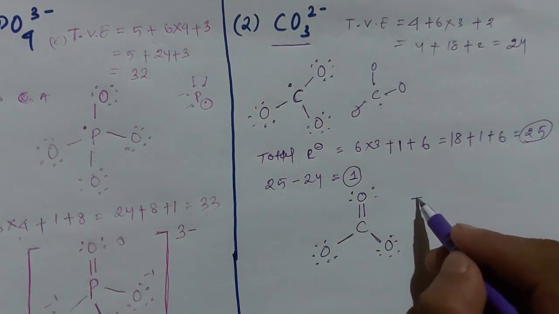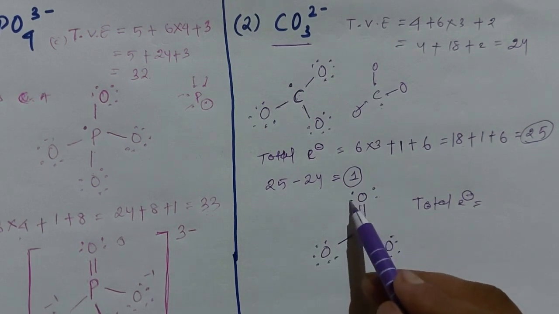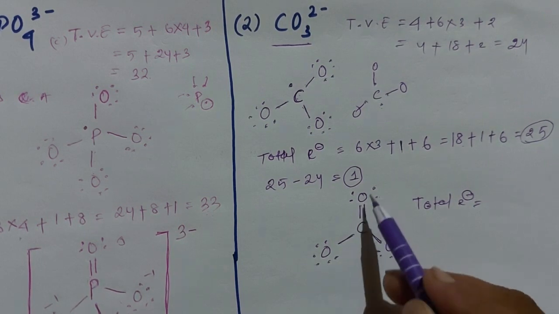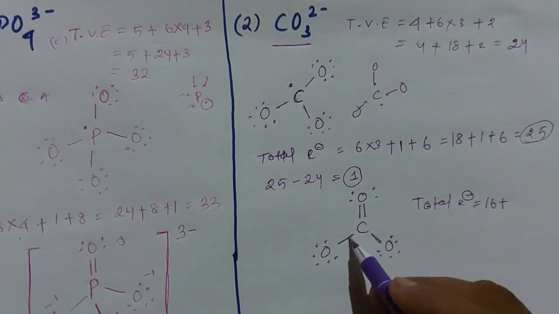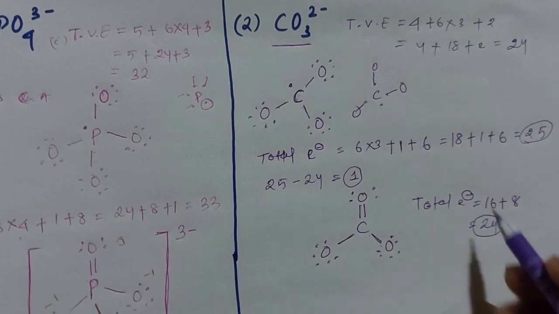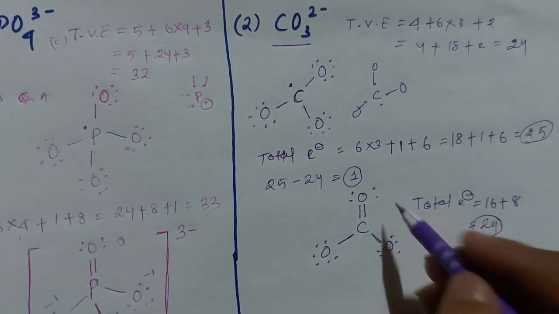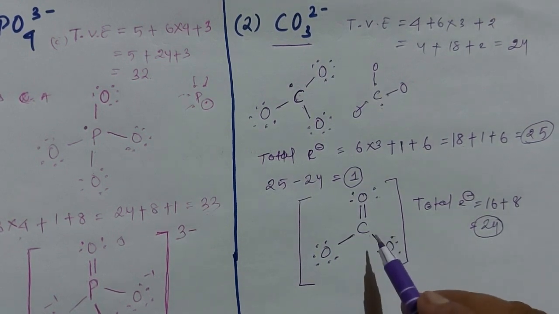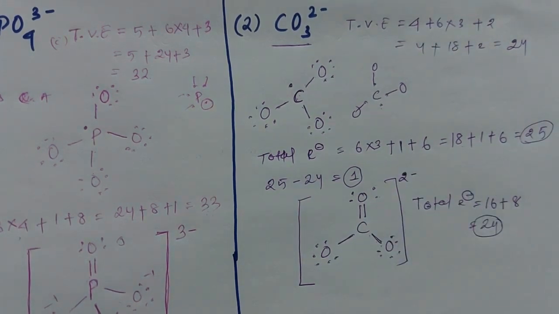Now you calculate the total electrons, that is equal to 1, 2, 3, 4, 5, 6, 7, 8, 9, 10, 11, 12, 13, 14, 15, 16. 16 non-bonded electrons plus how many bonded electrons? 1, 2, 3, 4, 5, 6, 7, 8. 8, that is equal to 24. Now this 24 is equal to the total valence electrons we got, that is 24. So this is the final Lewis structure of CO3 2 minus, and you add 2 minus here.